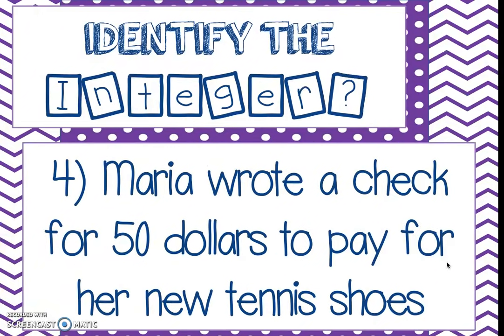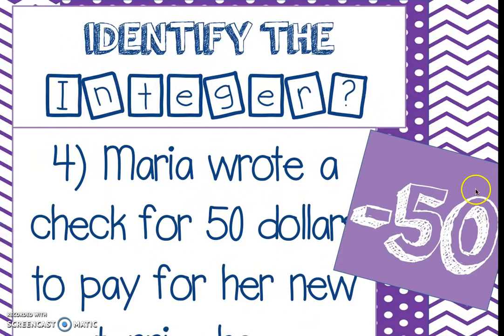Last one, number 4. It says, Maria wrote a check for $50 to pay for her new tennis shoes. I want you to look in those words and figure out which one represents whether it's going to be a positive or a negative. As we look into it, we see the word pay, that she's having to pay for these. That's $50 that she doesn't have anymore. So we know that pay indicates we're going to have a negative integer, and our negative integer is going to be a negative $50. If she pays $50, she doesn't have that money anymore.